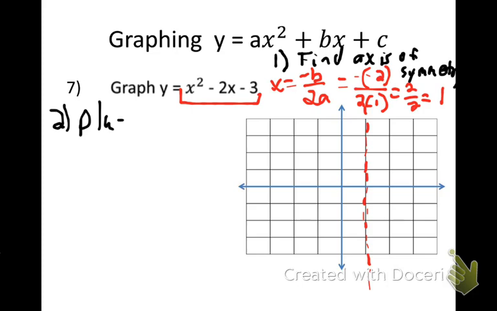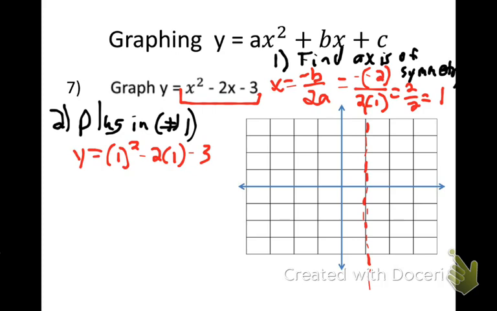Plug in number 1's answer. Okay, so I'm going to take number 1's answer and plug it in, because I need to find my y value. I need to find my vertex. So that means I get y equals 1 squared minus 2 times 1 minus 3. Again, where did I get that 1? I took it from step number 1. I found my axis of symmetry is 1. I took that 1, plugged it in for both of my x values, and now I just simplify.